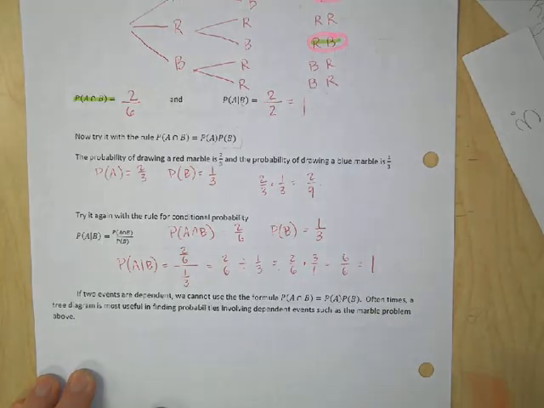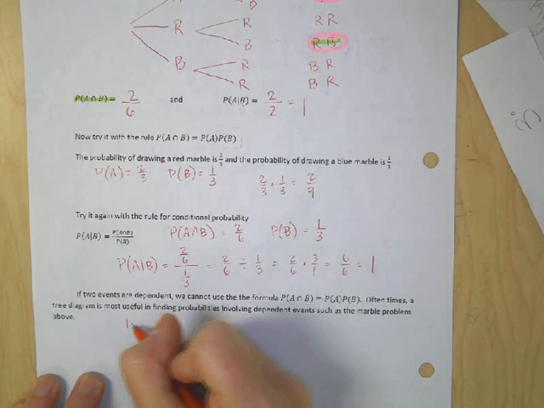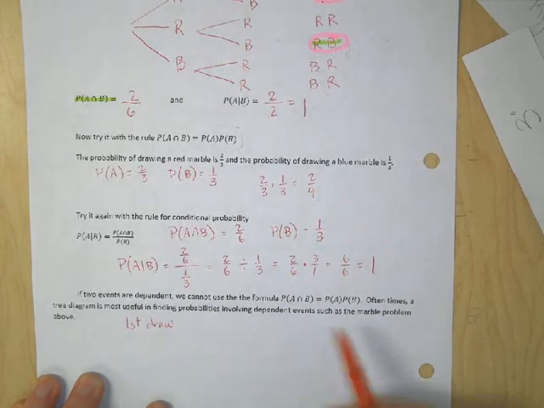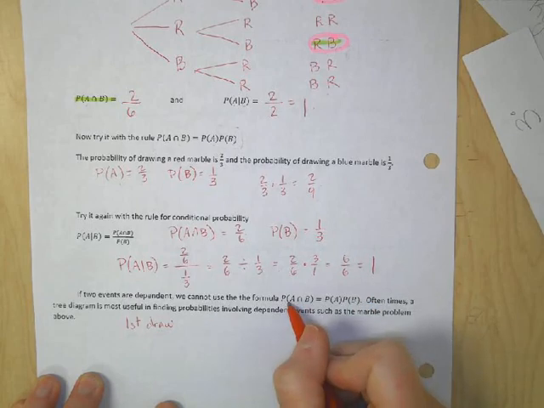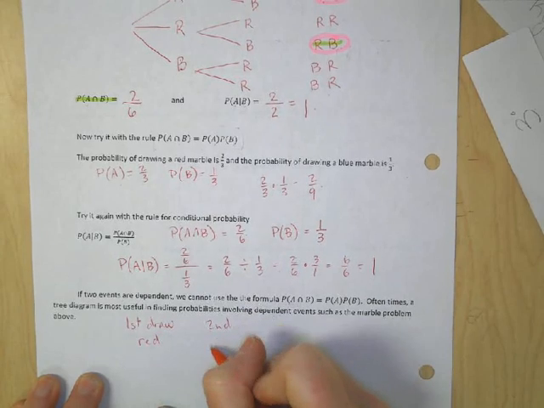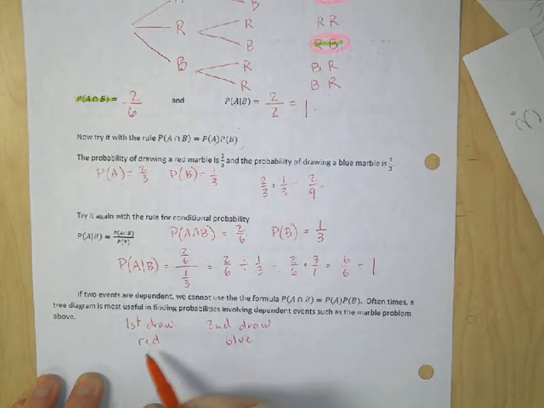So instead, what we can do is just think about each draw. Think about the draws separately. On the first draw, what did we say, red on the first one? So first draw, we want red. And the second draw, we want blue. So what's the chance of getting red on the first draw?